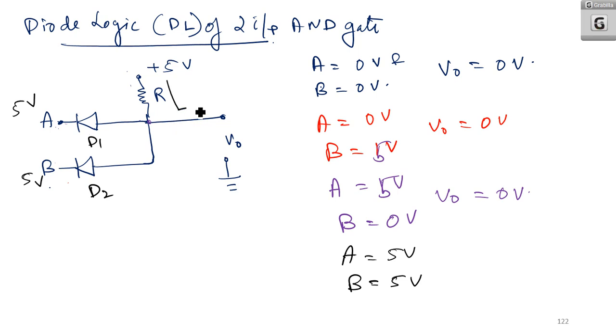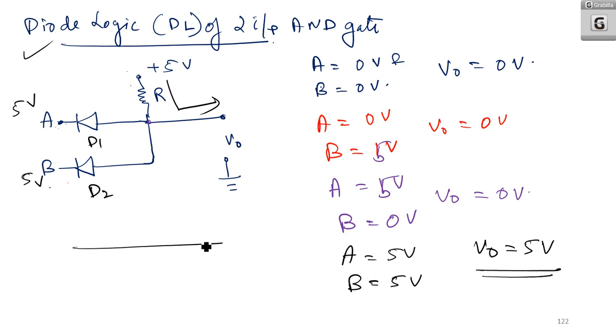So therefore the only path of the current is in this track. So in that case what happens? You will get the output voltage as 5 volt. That is, when both the inputs are 5 volt, you are getting the output voltage. So this is basically the diode logic.